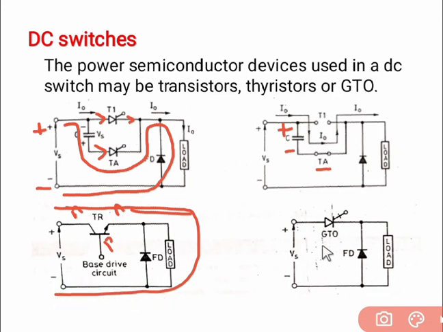Same for the GTO. If we do not apply any gate signal, the GTO is turned off and the full voltage appears across the thyristor. No current flows, and no voltage appears across the load. If we apply the gate signal, the GTO will turn on and the full voltage appears across the load, and the GTO is turned off by applying a negative gate signal. So this is the realization of the different switches used as a DC switch.